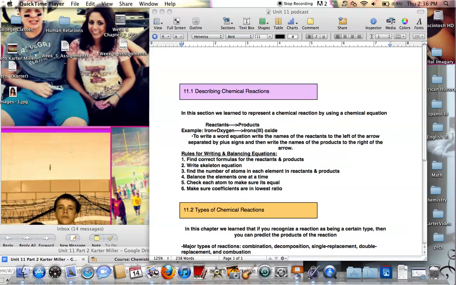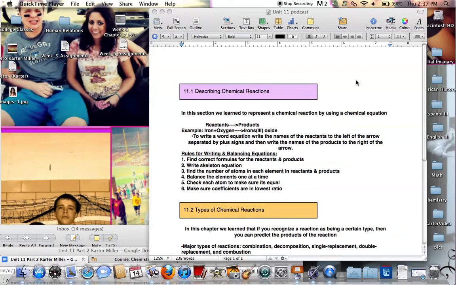And in section 1, it's describing the chemical reactions. This was a major part of this section because everything we had to do was about balancing equations, and after we did a lab, we'd always have to figure out or make up a chemical reaction and write it out, or a theory. So in this section, we learned to represent a chemical reaction by using a chemical equation, which is what we used after every lab.